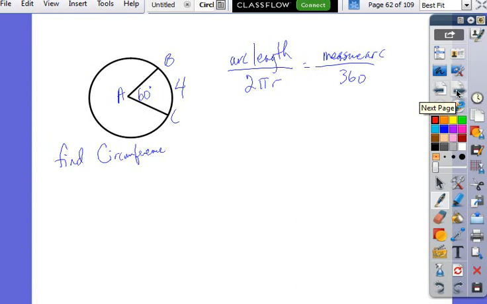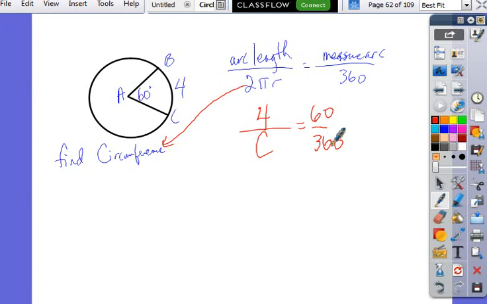If it says find circumference, what are we going to do? What is the arc length formula here? Arc length is 2 pi r. What is 2 pi r? That is circumference, so I'm going to take it out and put the C in there. Degree over 360. Cross multiply and divide. So if it asks for circumference, I'm taking 2 pi r out and putting that in.